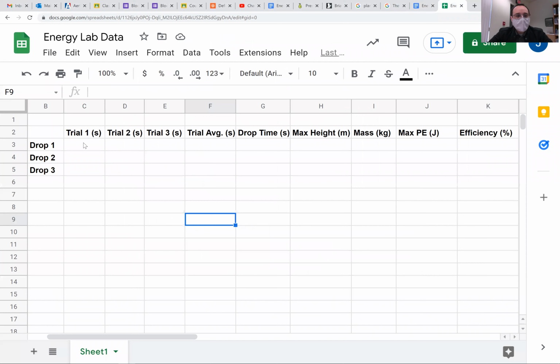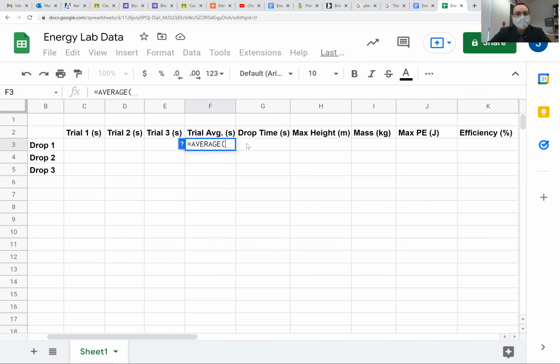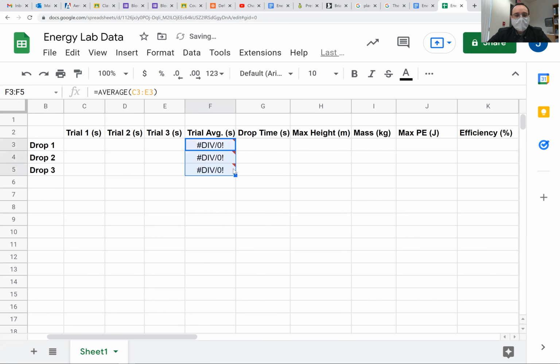Those data will go right here, trials 1, 2, and 3. And then this will be our average. I'll go ahead and program that in right now. So that equals average of C3 to E3, boom, just like that. Then I'll just set this up. These are all taken care of for you. All you have to do in this case, and this is easy, I know you can do it yourself, but I just knocked it out for you, is put your data there, and then you'll get an average here.